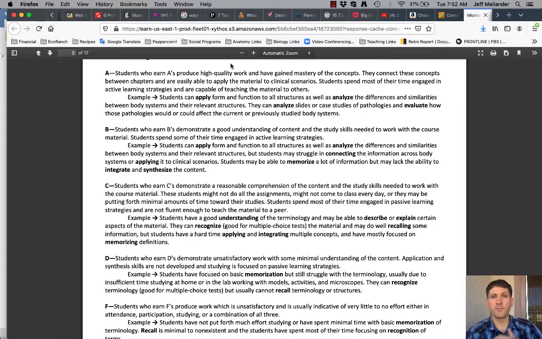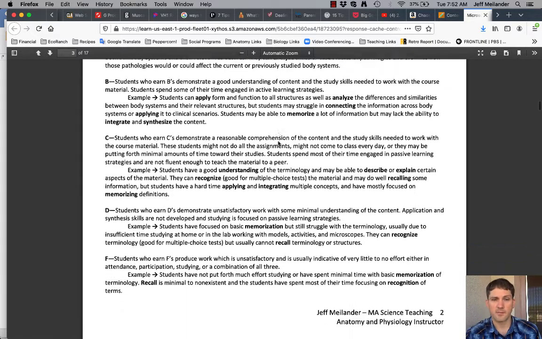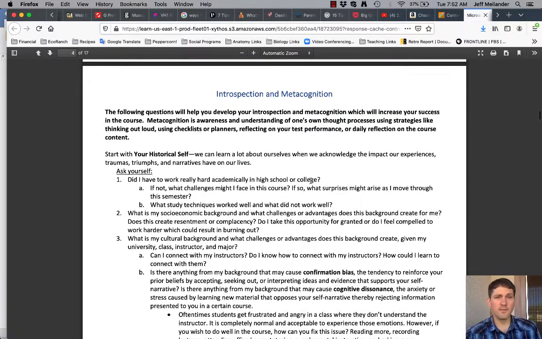And this has come from grad students like you. This has come from our undergraduate TAs. This has come from students who have gotten A's in the labs, just from me asking them questions and interviewing them and compiling that information into this document. This is a document called Introspection and Metacognition. This is something that I really like.